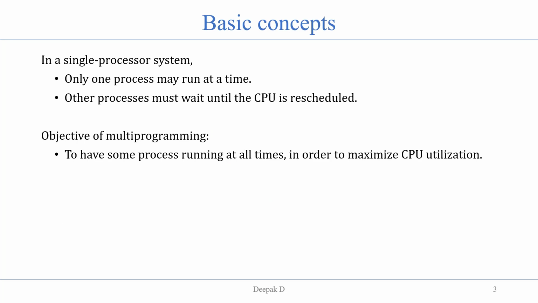When you have a single processor system, you know that only one process can run at a time, but all other processes have to wait until your CPU is free and can be rescheduled. The next is the major objective of multiprogramming, which means that you have to maximize your CPU utilization.